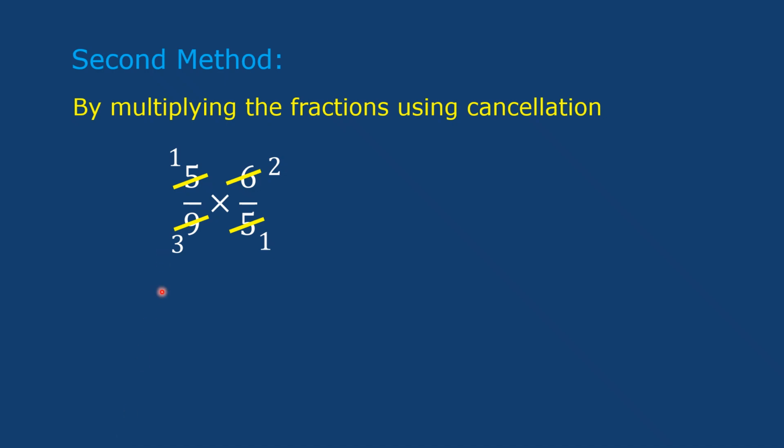And then multiply. 1 times 2 is 2. 3 times 1 is 3. So the answer is 2/3.